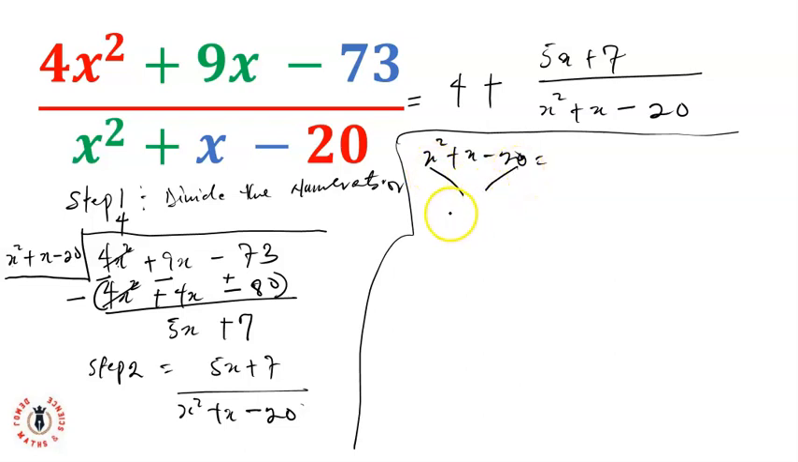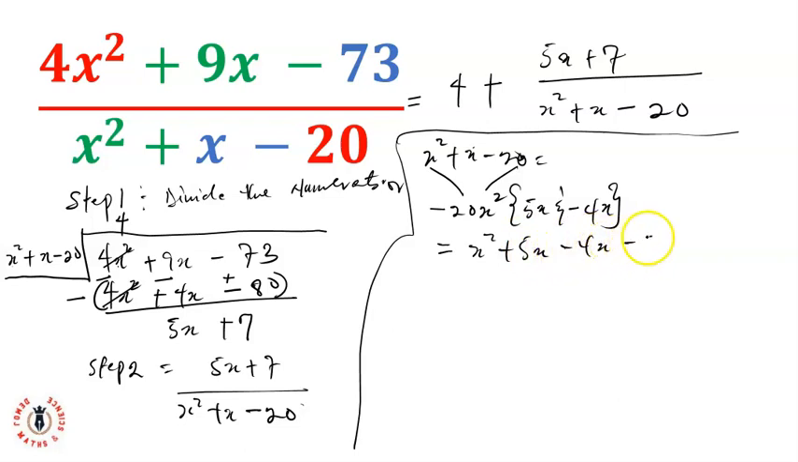Now this is x squared minus 20x squared. To factorize this properly, we'll be looking for factors of minus 20x squared that when you multiply them, you come up with minus 20x squared, and when you add them together, you come up with x. For clarity's sake, such factors will be 5x and minus 4x. So x squared plus x minus 20 can be written as x squared plus 5x minus 4x minus 20.